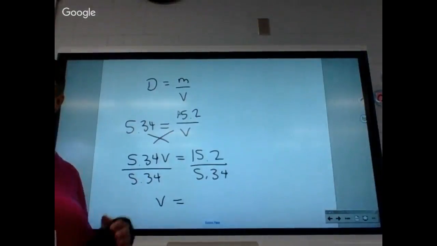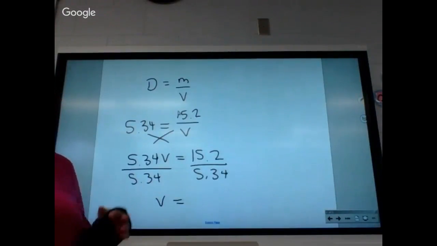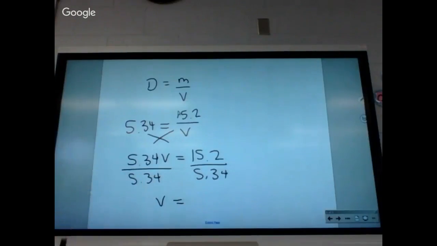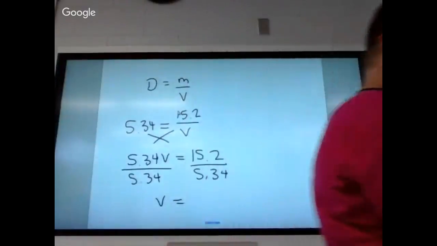But if all y'all do is pick up the calculator, some of y'all get it backwards. Half of y'all will find the right answer, and half of y'all will find the wrong answer. Write it down so you get the right answer on the test.